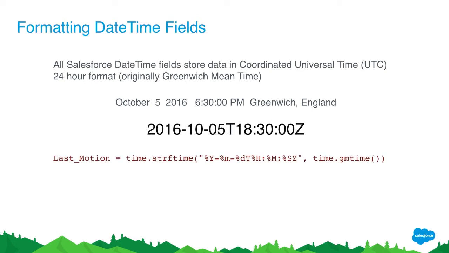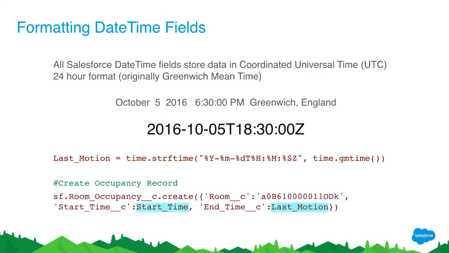Now there's a number of different ways to do this in Python script. This is the method we used, but as long as you get your string into that format, anything will work just fine for you. And in our case, we're using this where we're creating that occupancy record, so our start time and end time are both formatted this way.